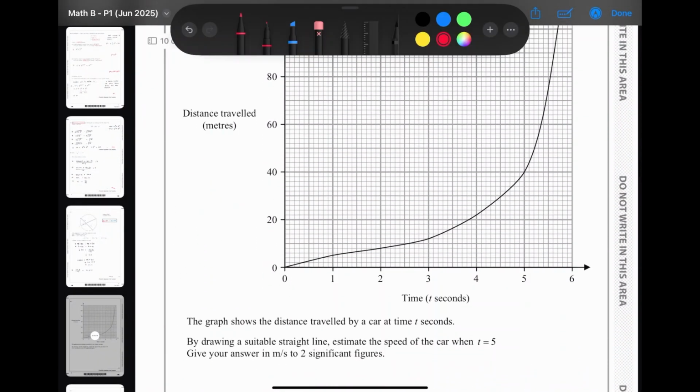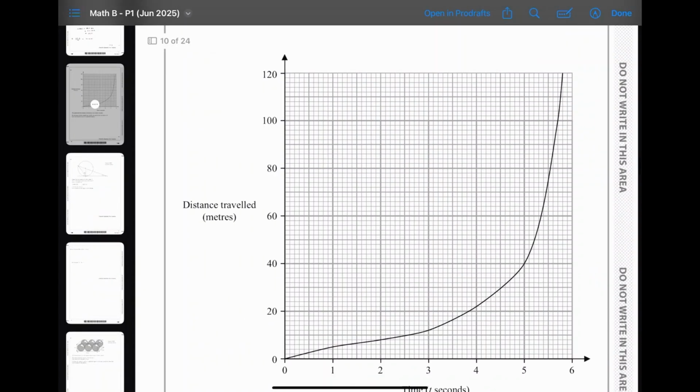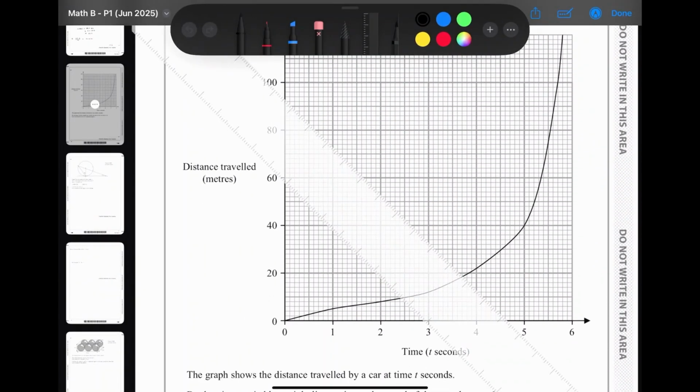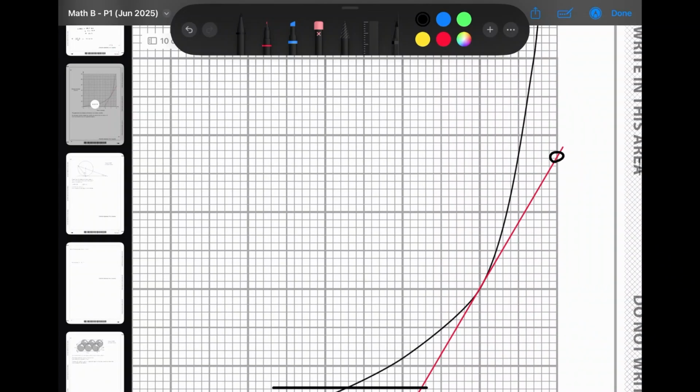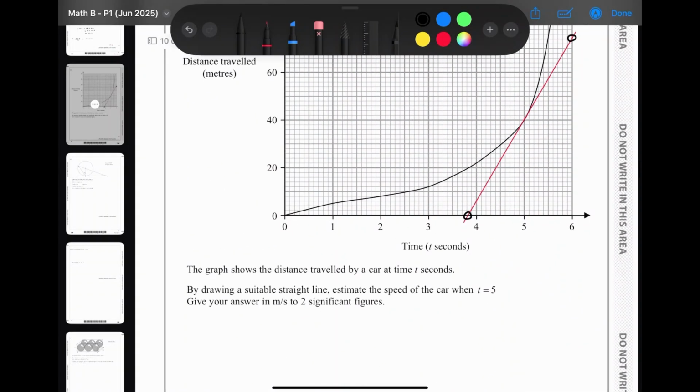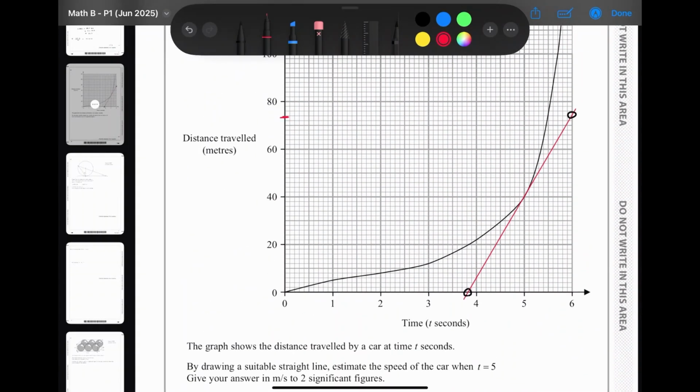On to our second last question. We have been presented a graph. We are asked to calculate an estimate at t equals 5 from the graph. To draw a suitable straight line, we need to draw a tangent at t equals 5. Please make sure the line is just barely touching and not overlapping the graph drawn by any means. We will take two different x and y points from this line to calculate our estimate.